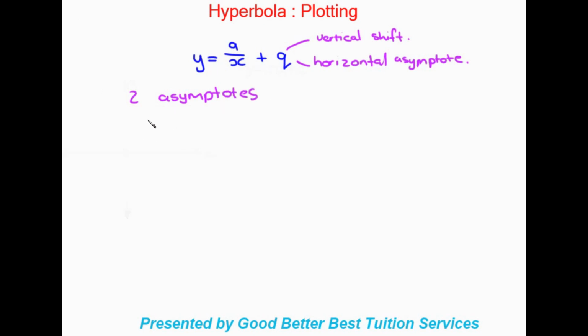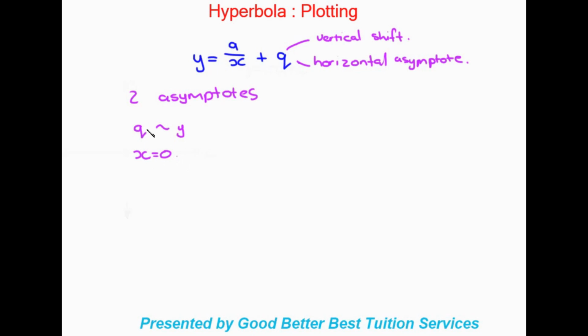So there are two asymptotes. One of them is the q, which I just identified. Our q is one of our asymptotes, and when we draw this on our graph, it will be represented by a y value, because being a horizontal asymptote, it corresponds with a y value. The other asymptote, while we're in grade 10, will remain as x is equal to 0, and remember, x is equal to 0 is our y-axis. So one of our asymptotes is the y-axis.